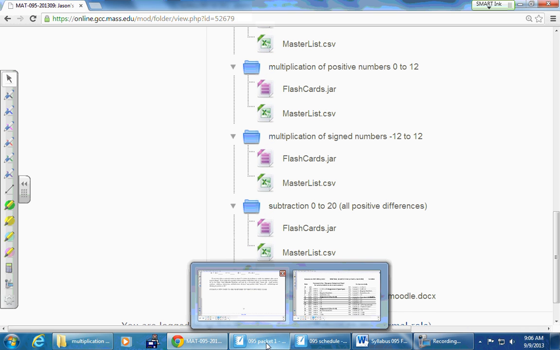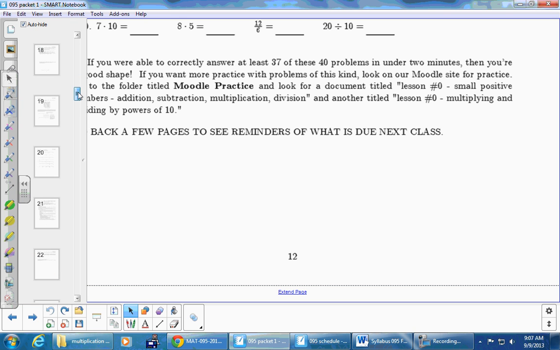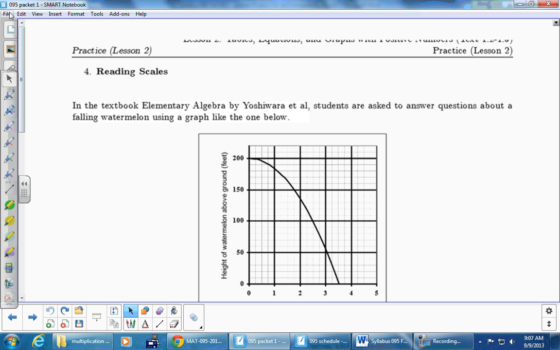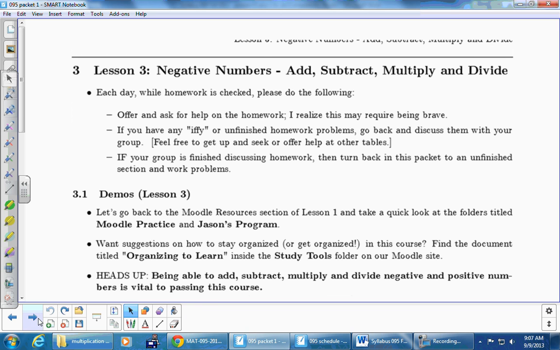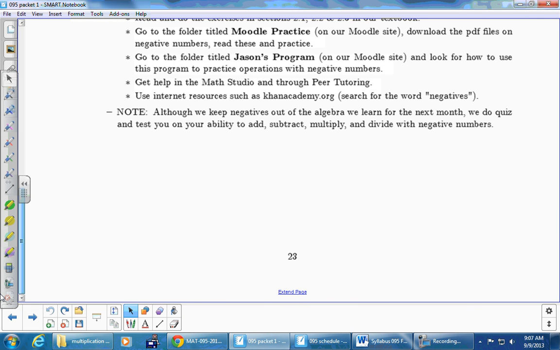Okay, good. All right, so I think we are moving on then. So let's jump to the next section of stuff. So in the blue packet, we are now jumping to page 23. Page 23 in blue.